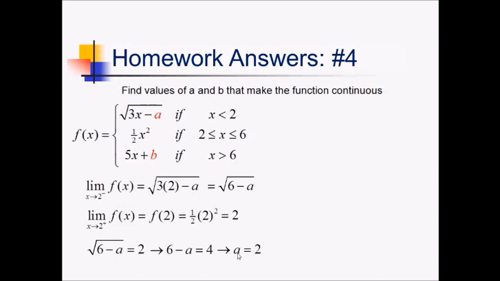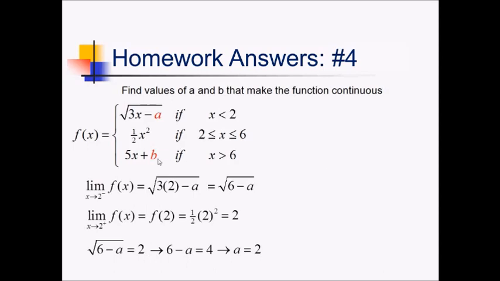And just to be on the safe side, let's actually go back to the original equation and plug in 2 to make sure it works, because sometimes you solve these radical equations and you get extraneous roots. So we've got the square root of 6 minus 2, which is the square root of 4, which is 2. All right, we're good to go.